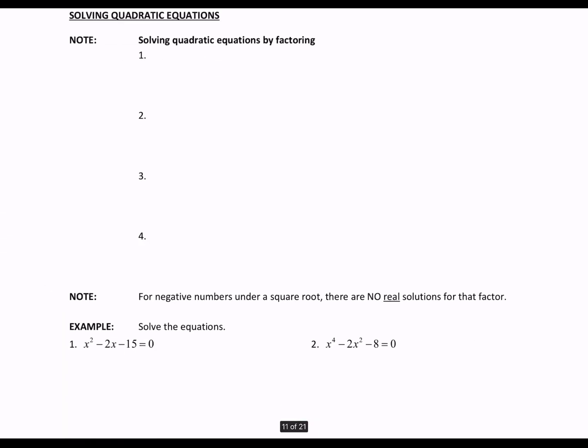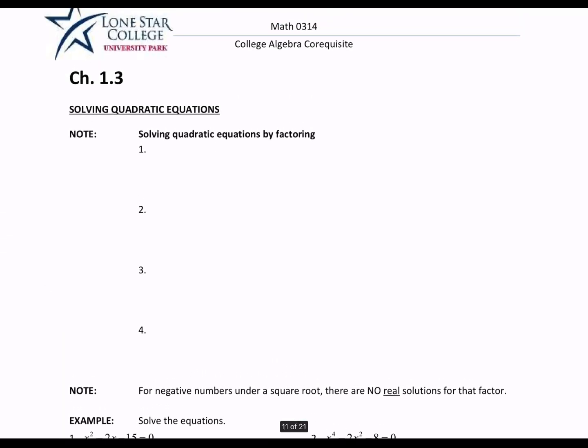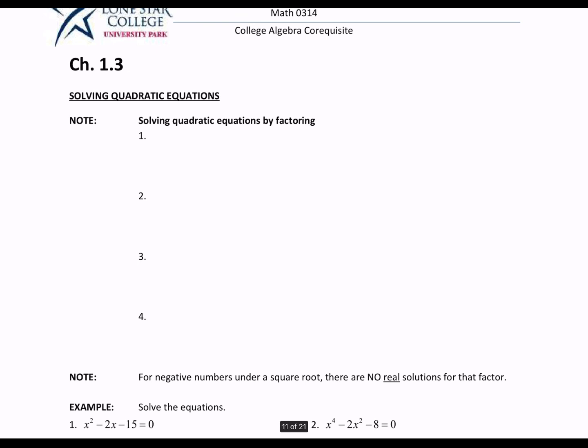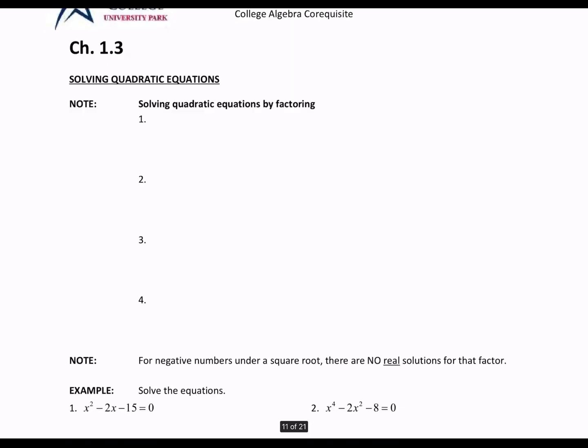Okay, so welcome to part 2 of solving equations, and this time we're going to focus on quadratic equations. We're going to start out with an example, and I'm going to run through the steps again, so you'll see how each one of the steps corresponds to an example.